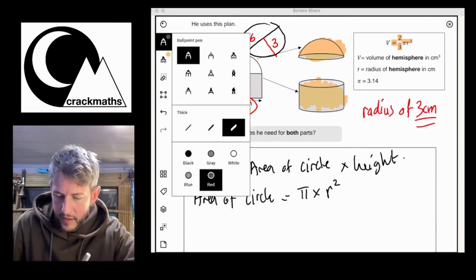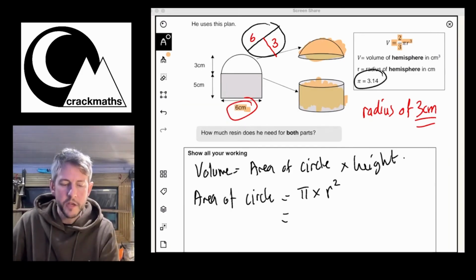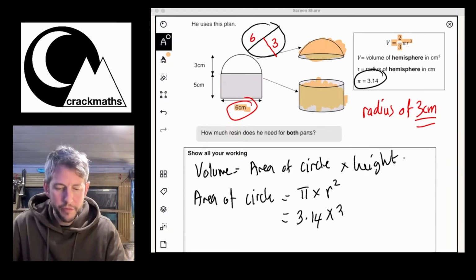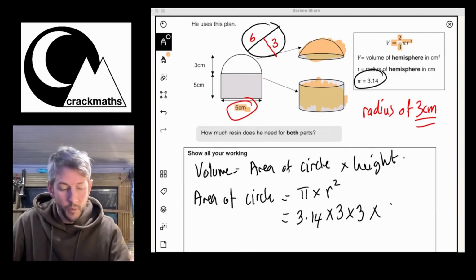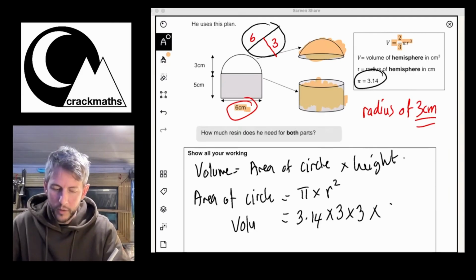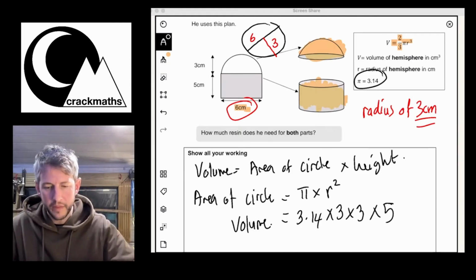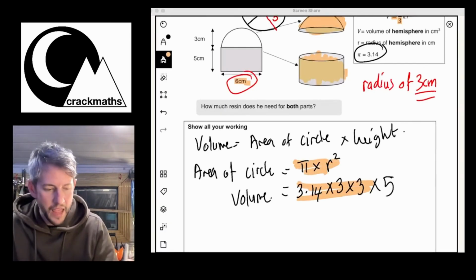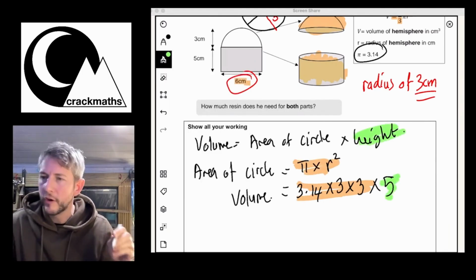So let me continue with that question. So pi, they've told us, is 3.14. So the area of the circle is going to be 3.14 multiplied by 3 multiplied by 3, and then multiplied by the height, which is 5. Well, the volume will be then to multiply by the height, which is 5. I might as well just do that all in one go, actually. Volume, and then it's going to be times the 5. So remember, this bit has given us the area of the circle, and then this other bit here has extended that, so we're getting the volume.